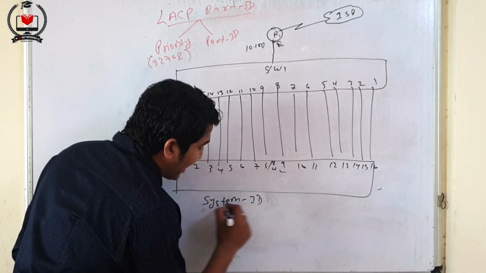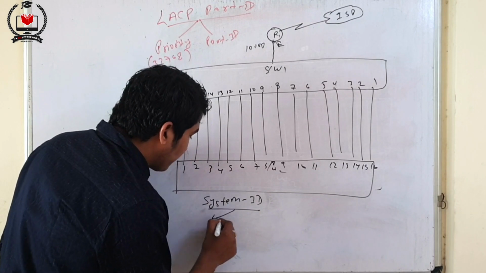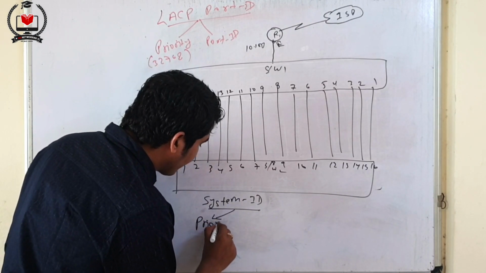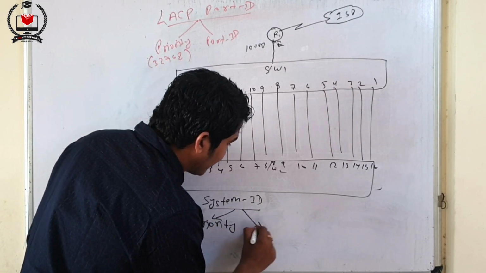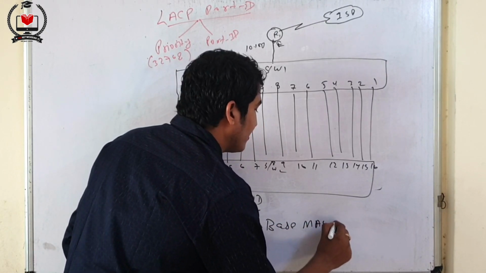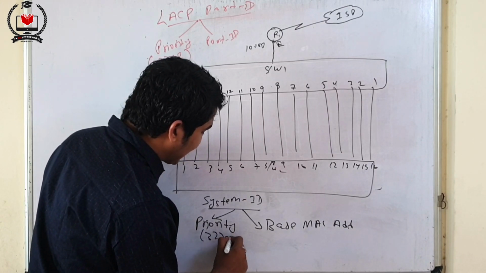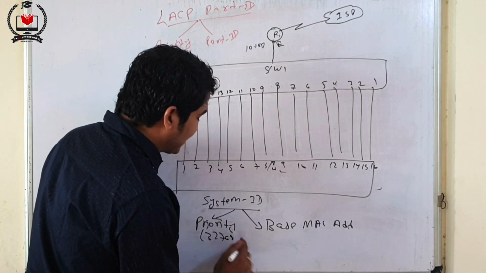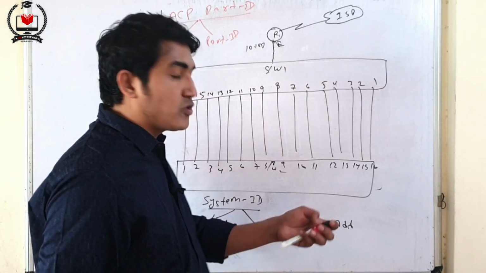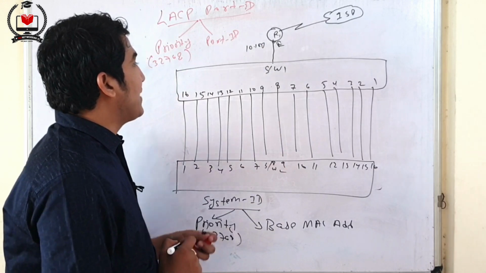System ID is a combination of two things: priority plus base MAC address. By default, priority is 32768. And as you know, all switches have a unique MAC address, right?